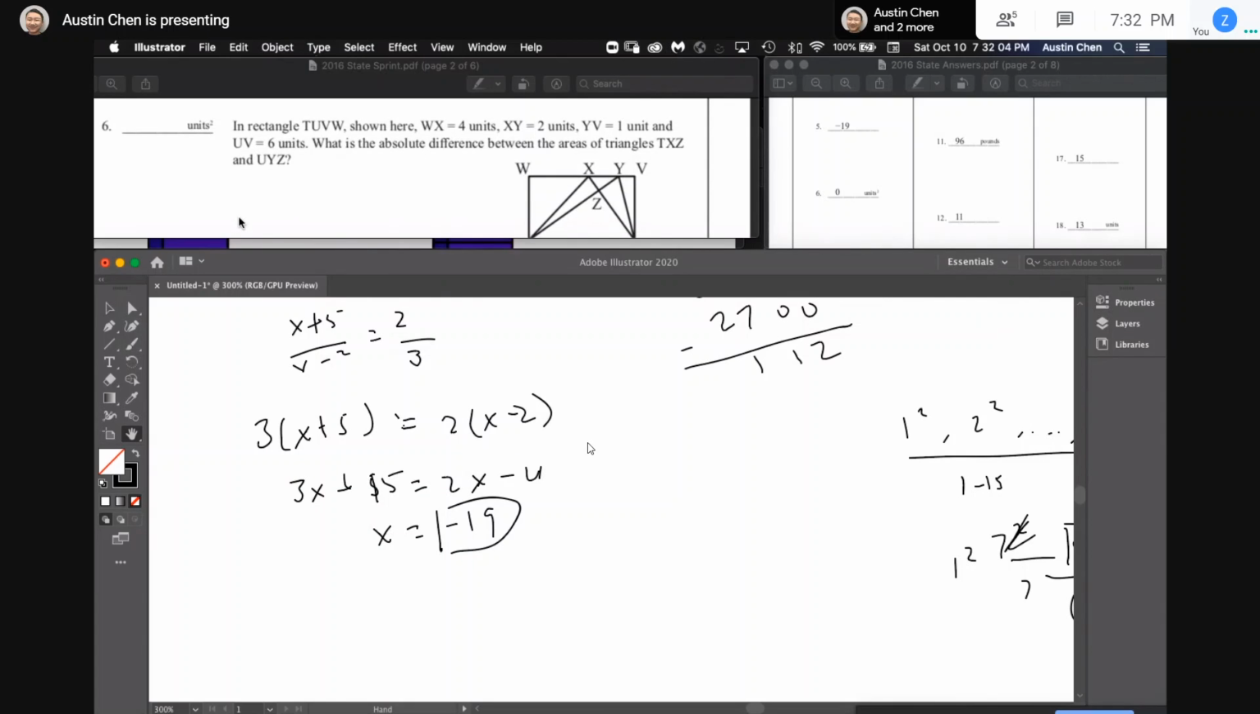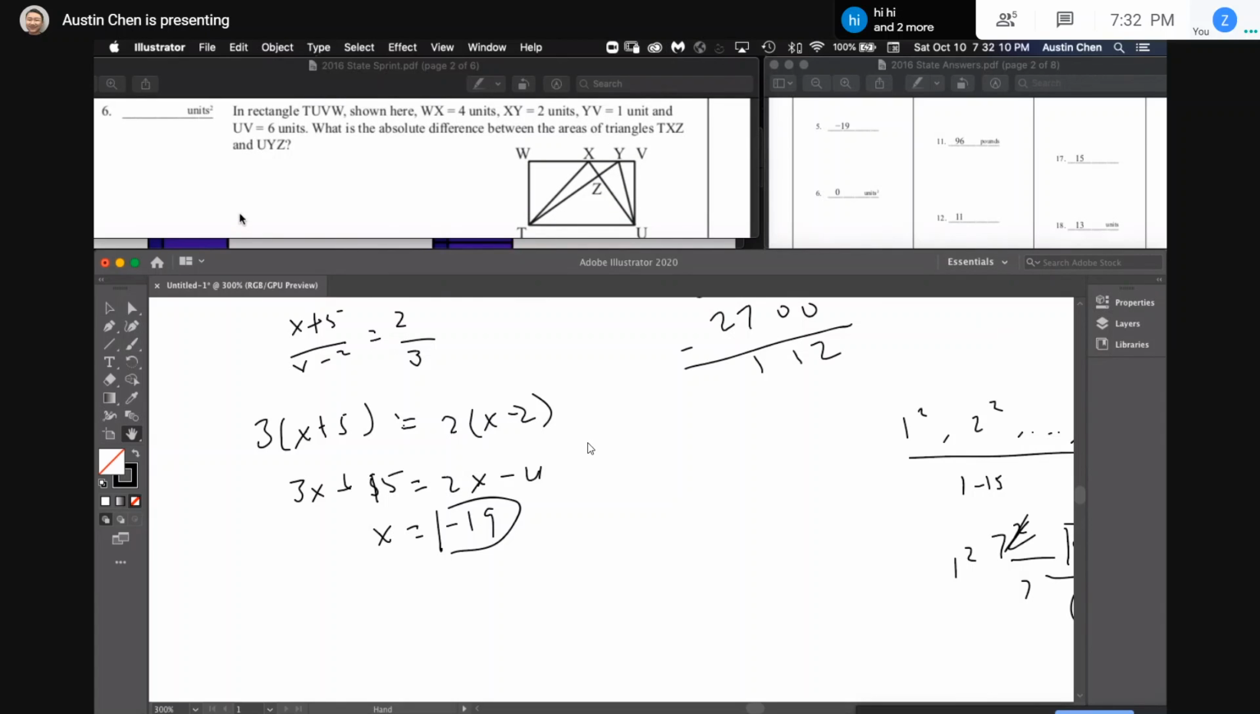Next, in rectangle TUVW shown here, WX is 4 units, XY is 2 units, YV is 1 unit, and UV is 6 units. What is the absolute difference between the areas of triangles TXZ, right here, and UYZ, right there? Do you see an easy way to do this, Bill? Okay, so we're looking for the areas of triangles TXZ and UYZ.